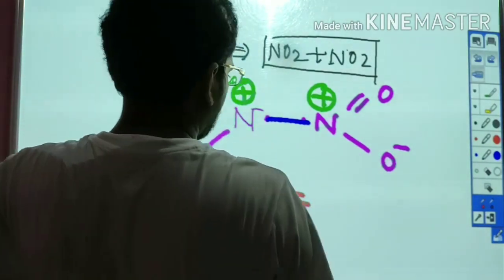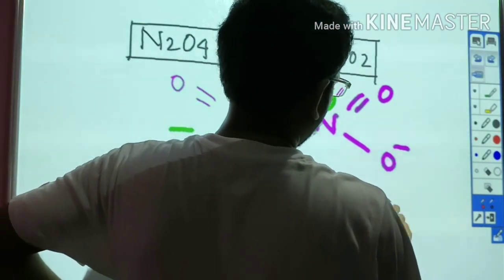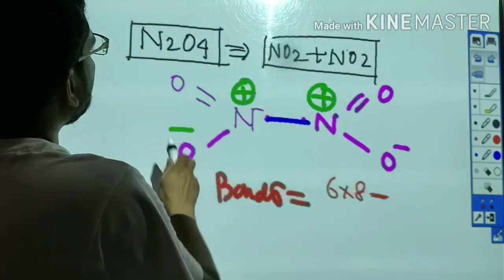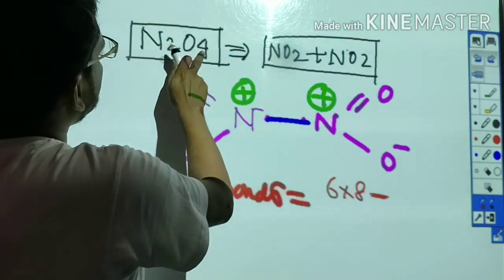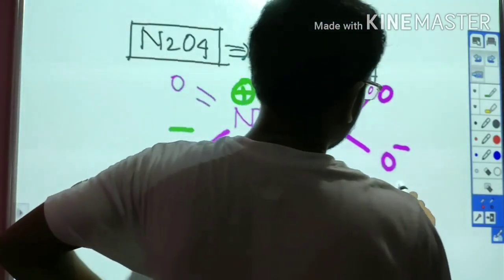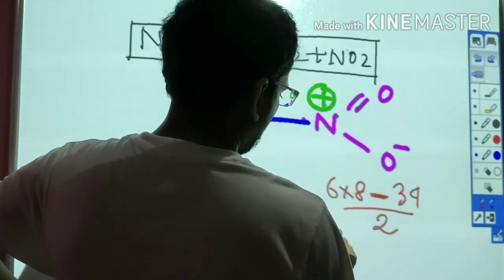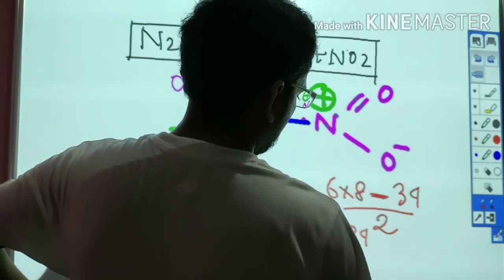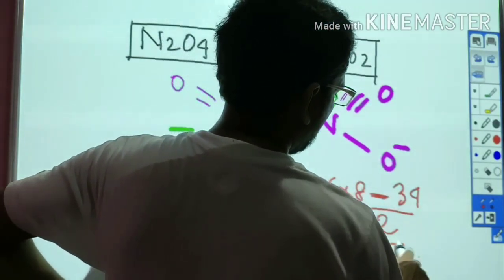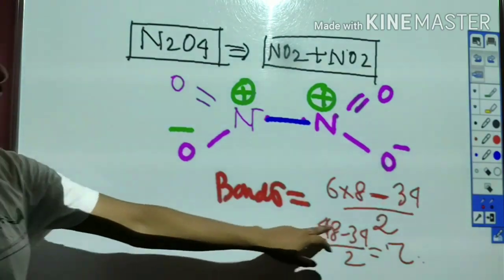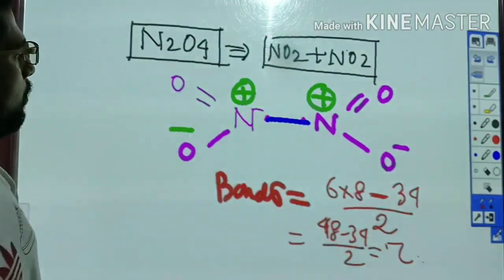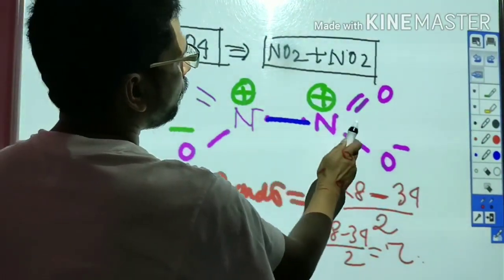N2O4: 4 and 2, 6. 6 multiplied by 8, minus total 5, 10, 4, 6, 4, 6, 24, 34, divided by 2. So 48 minus 23 is 34, divided by 2, plus 7. Now count the 7 more: 1, 2, 3, 4, 5, 6, 7.